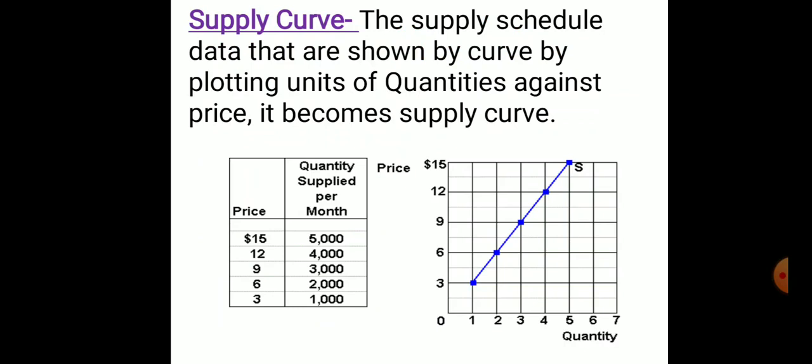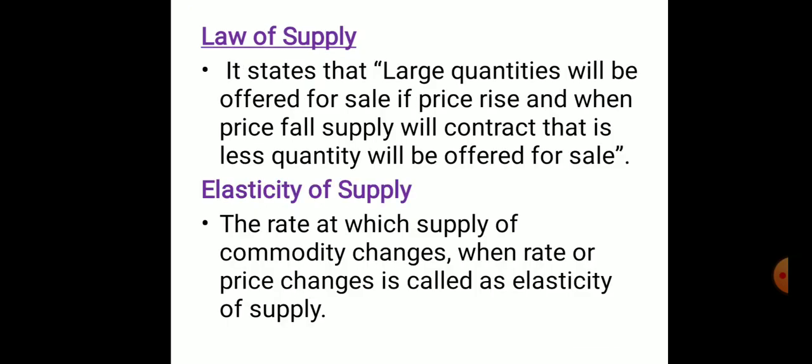So here price and quantity supplied per month is given. So for rupees 15, quantity supplied per month is 5,000. For 12 it is 4,000, likewise. So as per the table, if we plot a graph, the graph is as shown in the figure. Next is the law of supply. It states that larger quantities will be offered for sale if price rises, and when price falls, supply will contract, that is, less quantity will be offered for sale.